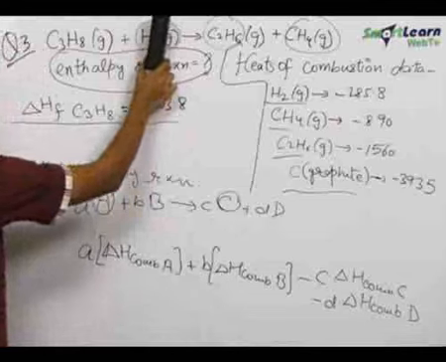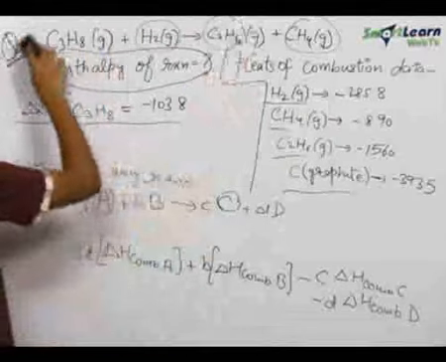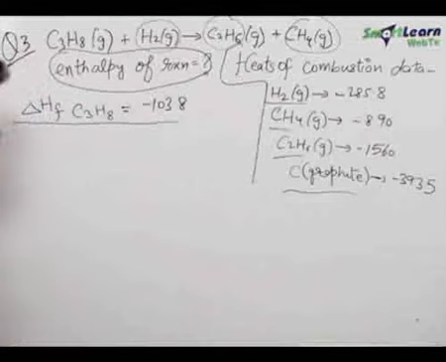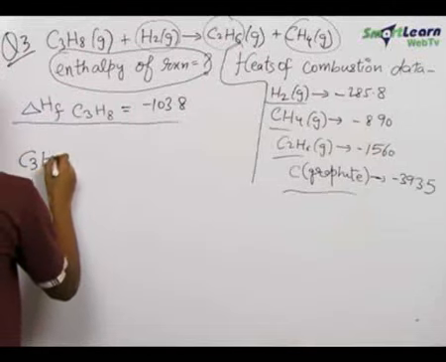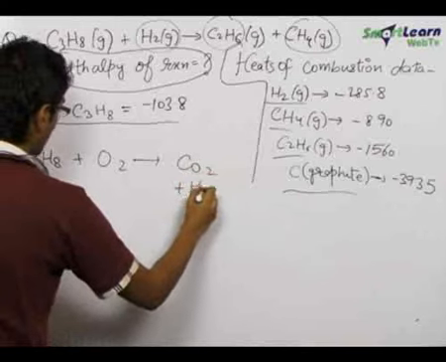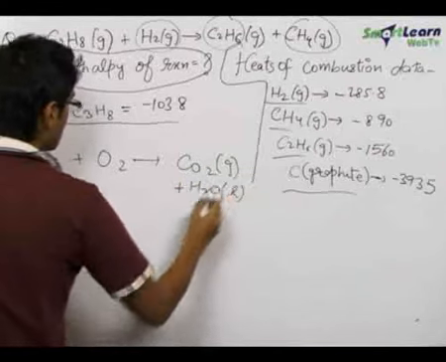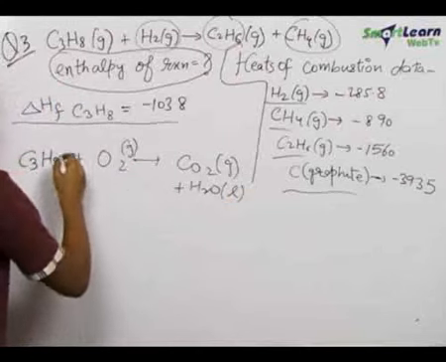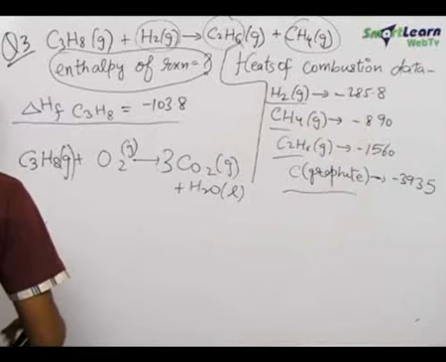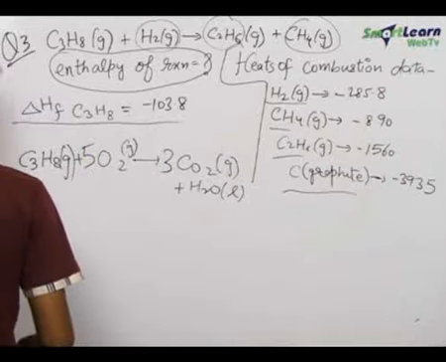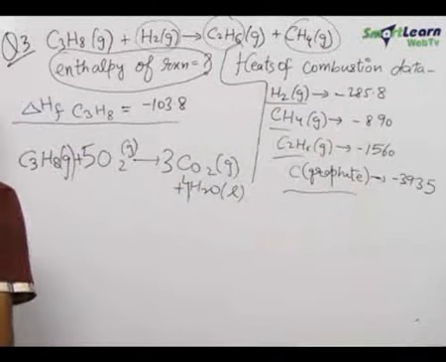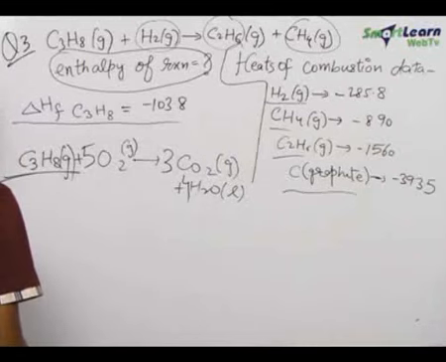Here we have the enthalpy of combustion of H2, C2H6 and CH4. We don't have the enthalpy of combustion of C3H8. So we try to find it by writing the equation of combustion of C3H8 as C3H8 plus oxygen giving CO2 plus water. Remember to write all the states in this chapter because it is very important. We try to balance the equation. Here we get 3 CO2, 5 oxygen and 4 water. Hence we try to find the enthalpy of combustion of this C3H8.